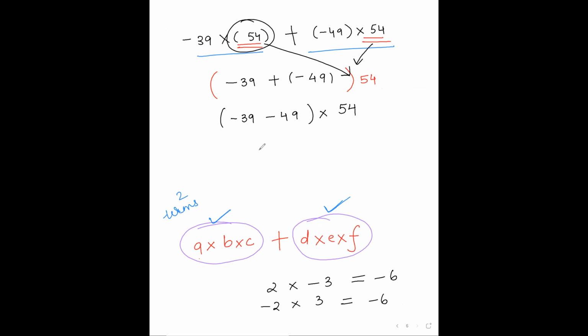Anyway, what will this become? Minus 88 multiplied by 54. Very good. So from here you can do it. You know how to solve this, right? You will do 88 multiplied by 54, and whatever the answer will be, you will put a minus sign. Okay, Hiba?